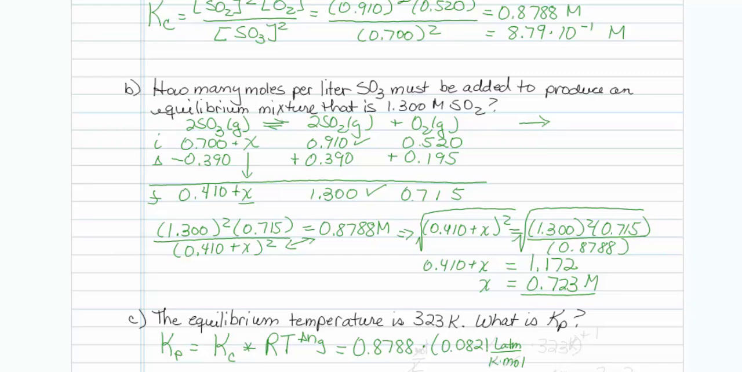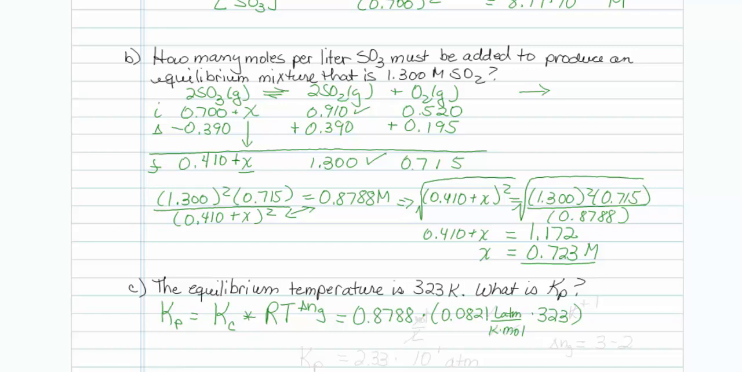My temperature is given to me as 323 Kelvin. And finally, I should find out delta Ng. Let's see, delta Ng, I'll write it down here, is equal to moles of product gas minus moles of reactant gas. So 3 minus 2 is going to give me a plus 1. Excellent. I will just point out that the 0.8788 is in units of molar, which is in units of moles per liter. So when I finally multiply this out, the moles and the liters and the Kelvin are going to cancel out, and I'll be left with units of atmospheres, which is excellent because that's what I was hoping for.